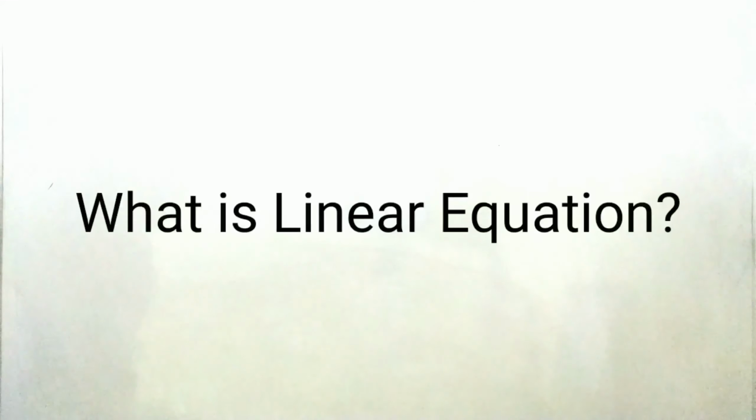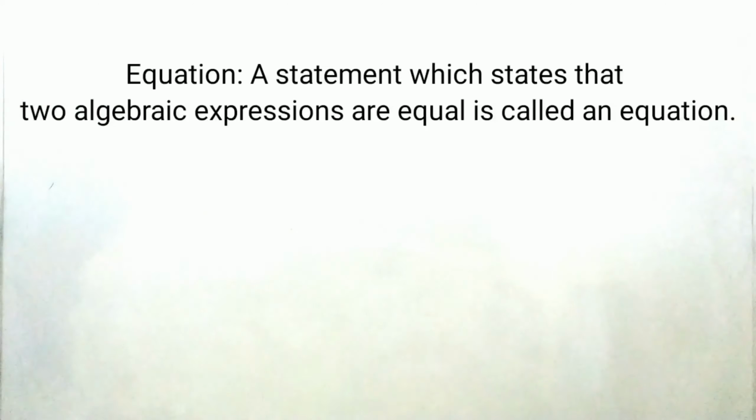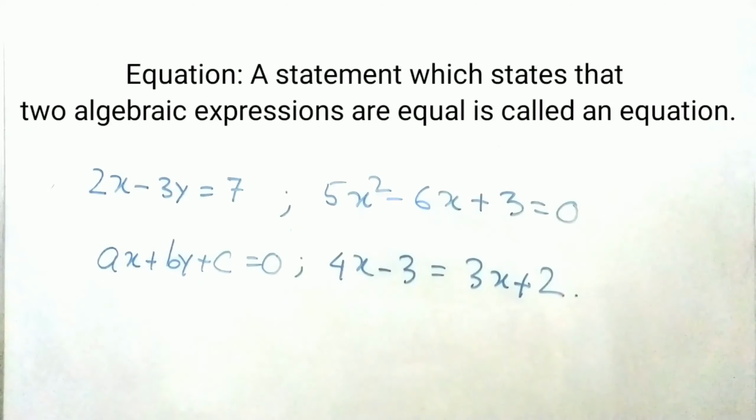First of all, let me tell you what a linear equation is. Before that, we must know what an equation is: a statement which states that two algebraic expressions are equal is called an equation. So for example, 2x minus 3y equal to 7, 5x squared minus 6x plus 3 equal to 0, ax plus by plus c equal to 0, 4x minus 3 is equal to 3x plus 2. So all these are examples of equations.